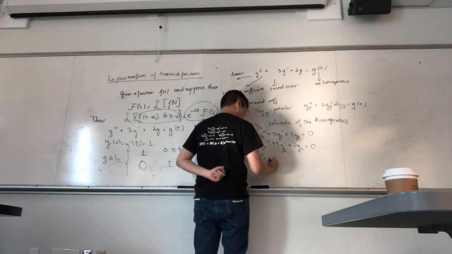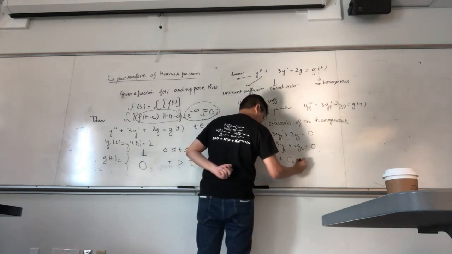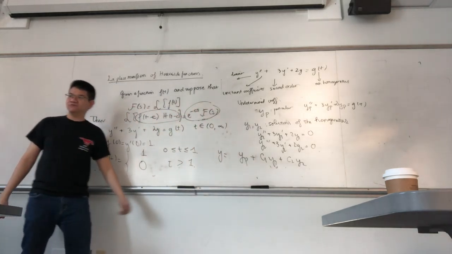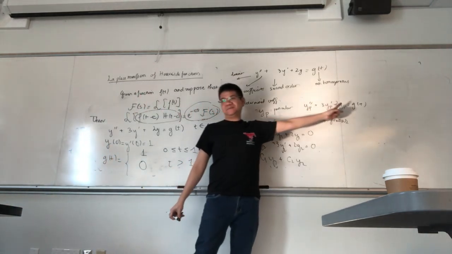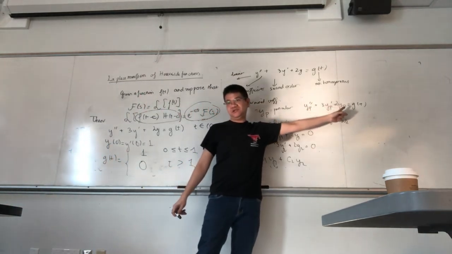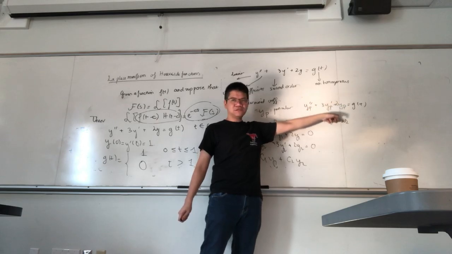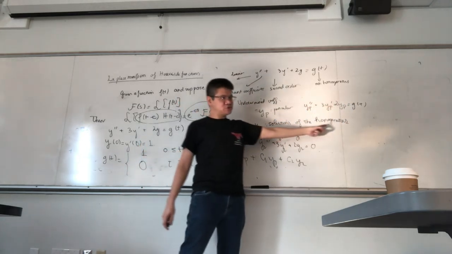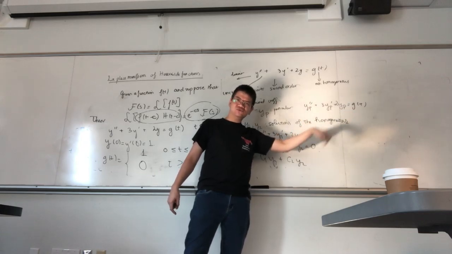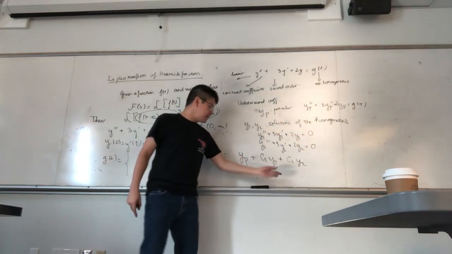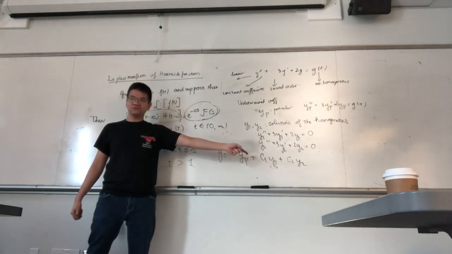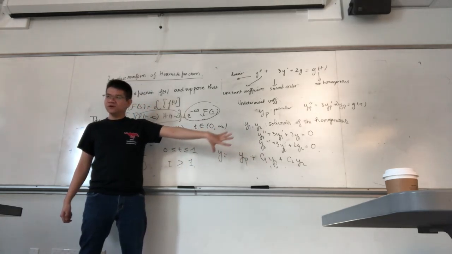So you have c1 plus c2. Right, so this is the method of undetermined coefficients. First, you find a particular solution, yp double prime plus 3yp prime plus 2yp is equal to g(t). And then you solve the homogeneous equation. The homogeneous equation, of course, has two solutions, y1 and y2. And then you sum up everything. You have yp plus c1 y1 plus c2 y2. Does it work in this case?